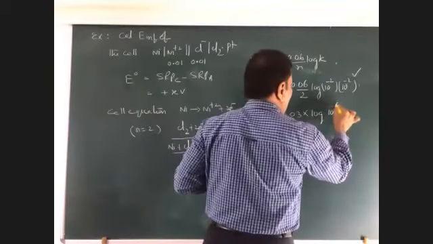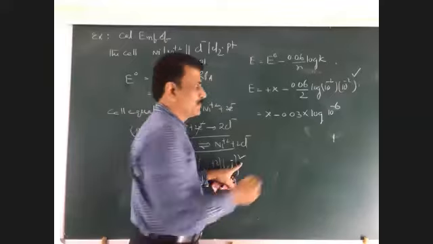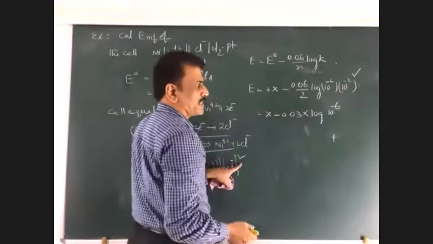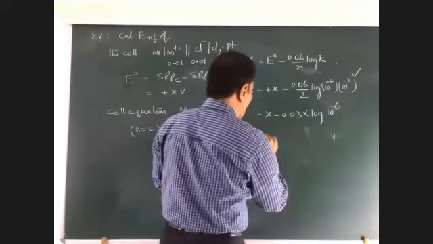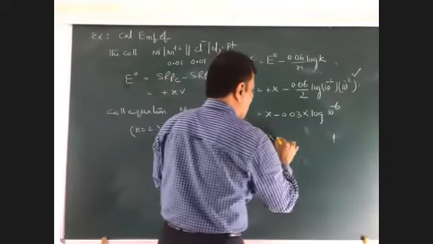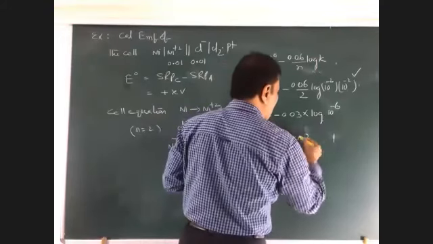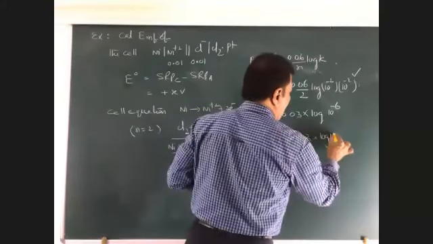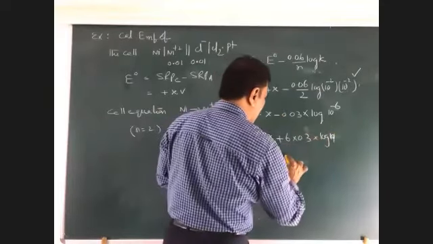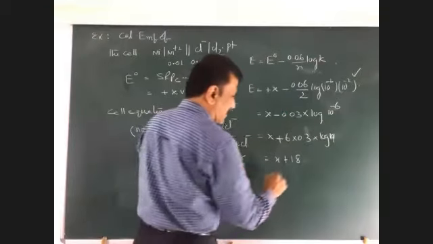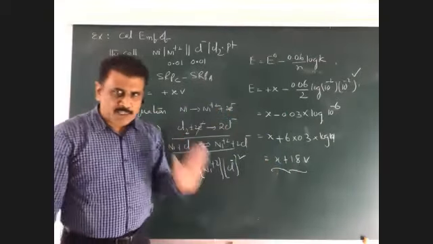This value 10 power minus 6: 10 power minus 2, 10 power minus 4. Right? 10 power minus 6 value totally. So which is equal to X plus 6 into 0.3 into log 10. Log 10 is 1. Therefore, X plus 1.8. This is the answer. Now look at the theory.